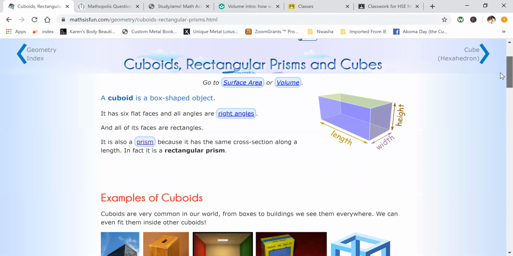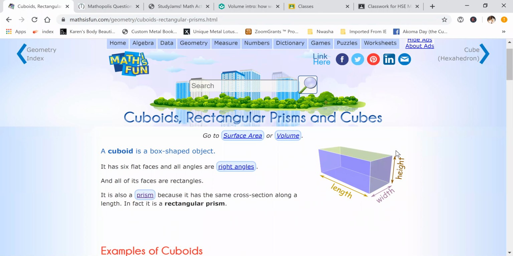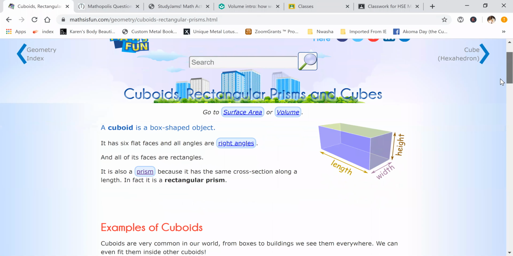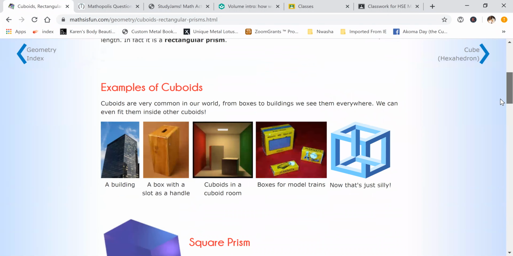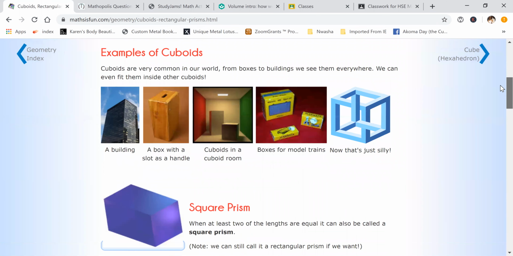So now this one is almost the same. What we just looked at was the cuboid, and it's saying that it's a box. But this one is just called a rectangular prism because it's not the perfect square. So the square is the cross section, but the depth or the length is not square. That's where the rectangular prism comes in. So these are examples of cuboids: a building, a box, a room, some model train boxes, and now here's another one that they're just saying is a drawing.